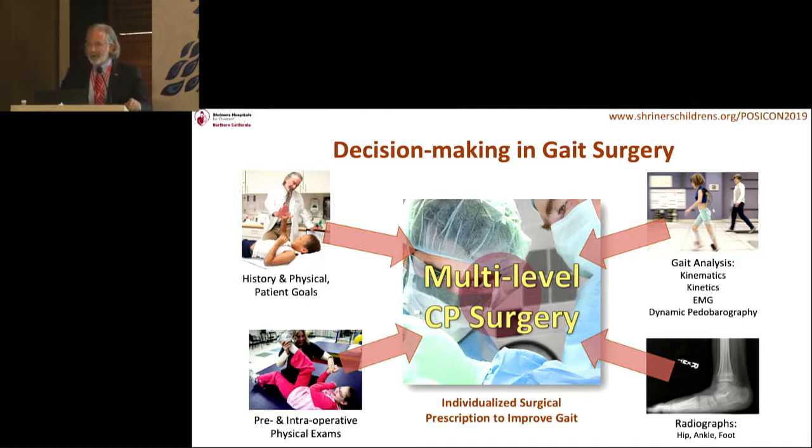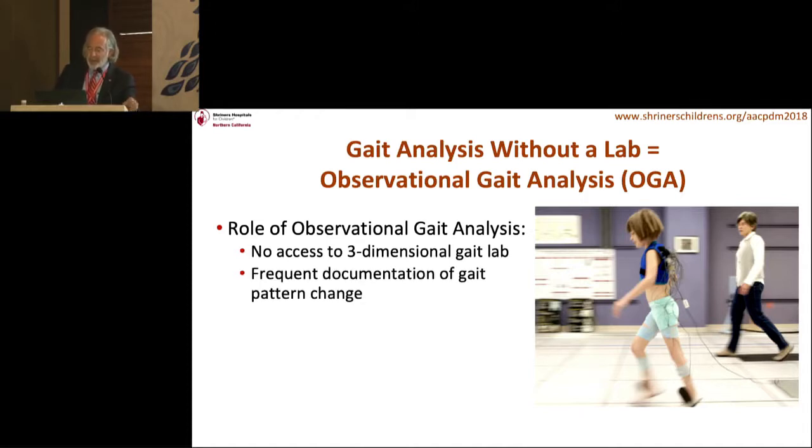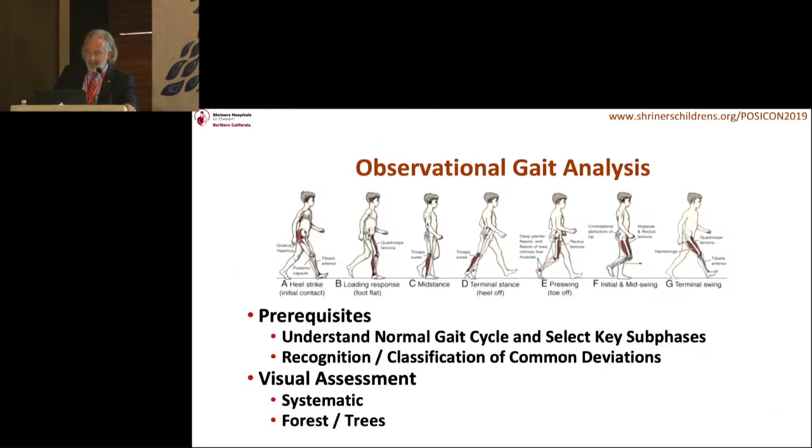As we'll talk about repeatedly in these CP courses, decision-making for gait surgery for children with CP involves the integration of data from a variety of areas, including gait analysis. If you don't have a gait lab, then you're left with observational gait analysis. It's helpful for documenting frequent gait pattern changes, and it's good if you're studying children who might not be able to be studied in a gait lab. To perform good observational gait analysis, you need prerequisites of understanding normal gait, and then you need a systematic way of analyzing the subject's gait.